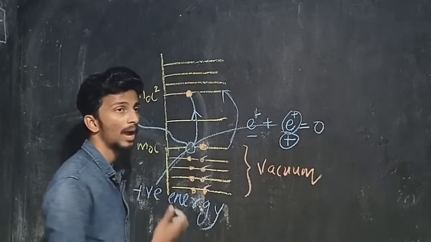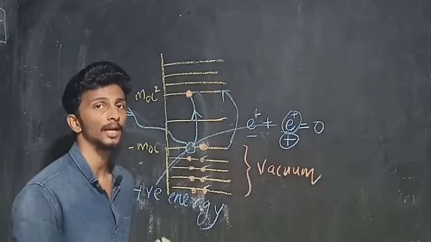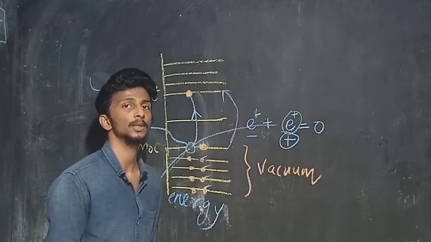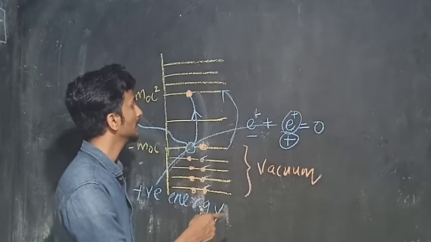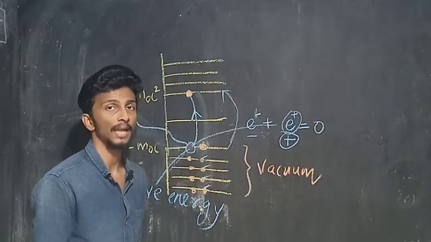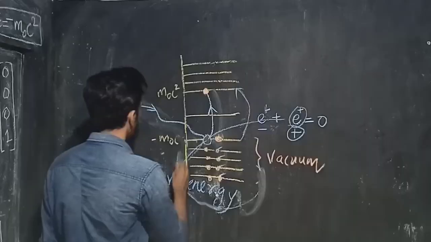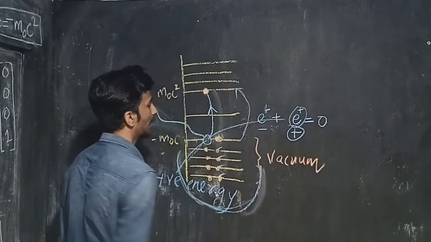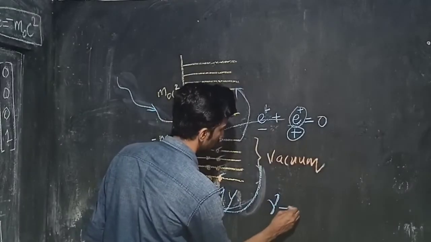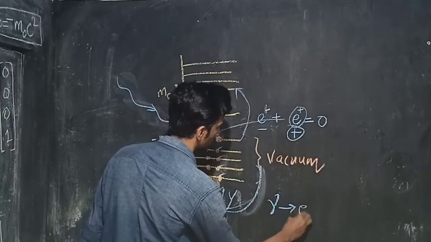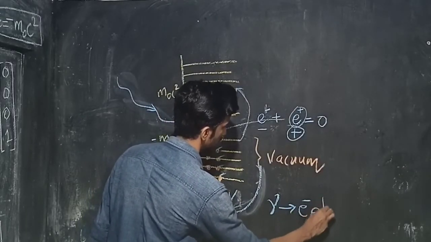So we see that the vacancy or hole corresponds to the electron in the vacuum having positive charge and also positive energy. And we named it the positron, the antiparticle of the electron. This particular process is called pair production because a gamma ray is converted to an electron and a positron.